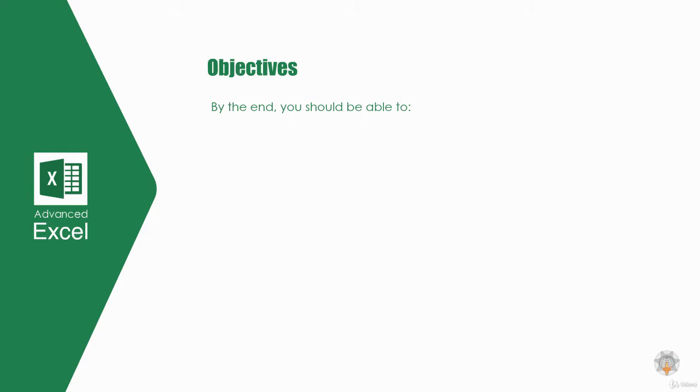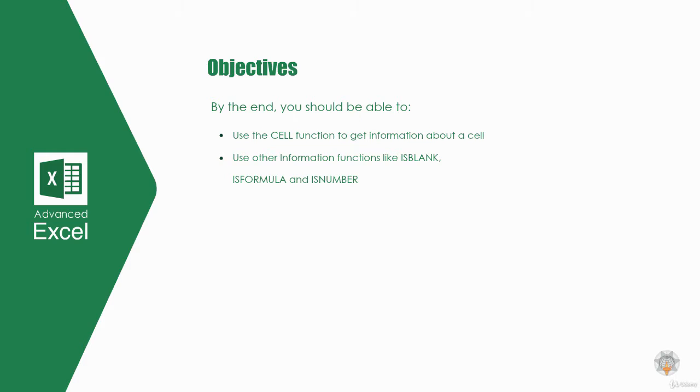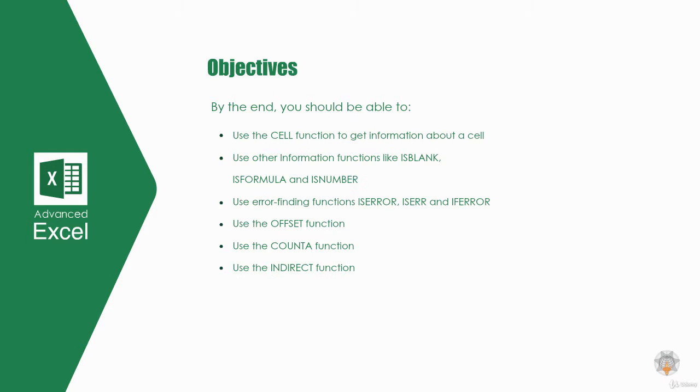Objectives: by the end, you should be able to use the CELL function to get information about a cell, use other information functions like ISBLANK, ISFORMULA, and ISNUMBER, use error finding functions ISERROR, ISERR, and IFERROR, use the OFFSET function, use the COUNTER function, use the INDIRECT function, construct dynamic named ranges, and construct dynamic formulas.